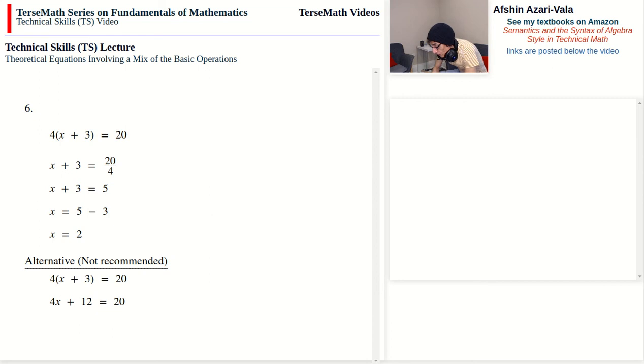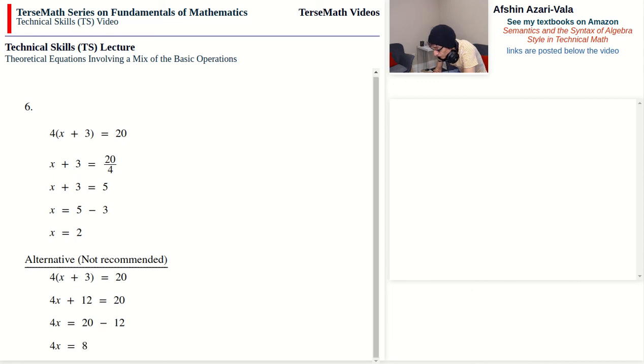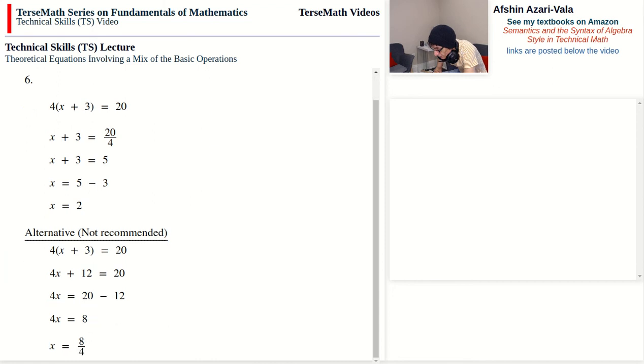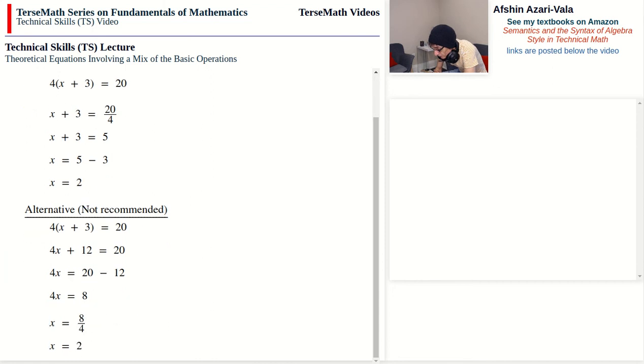Now we solve for the term that contains the unknown. So we go to step number 1 now, and we solve for 4x. Plus 12 moves over, becomes minus 12. Simplify. And then solve for the factor that contains the unknown. Alright, so why is it that the top approach is superior?